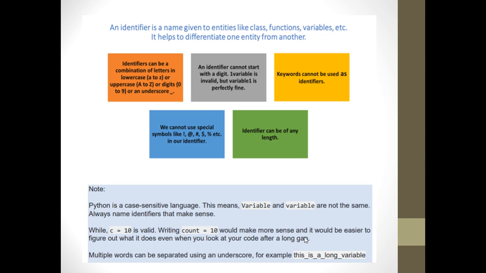The next is an identifier. Now, what is an identifier? An identifier can be a class, or it can be the name of a function, or it can be the name of a variable. It is the name given by the user.